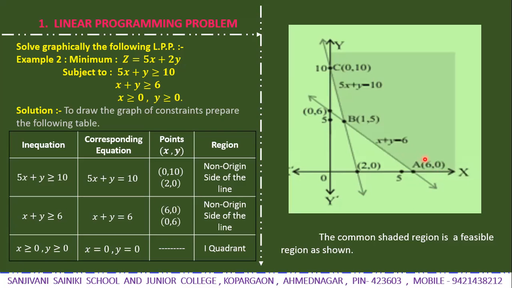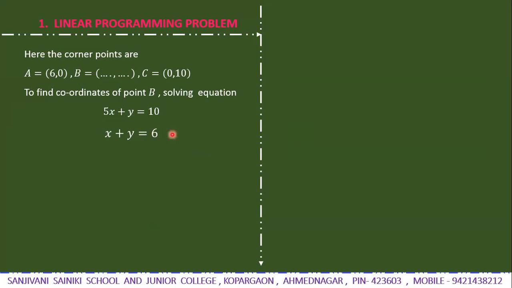Now we have the coordinates of the point A and C, but we don't have the coordinates of the point B. Now how to find the coordinates of the point B? This B is a point of intersection of 5x plus y is equal to 10 and this 6 plus y is equal to 6. So we have to solve them simultaneously. We will obtain the coordinates of the point B: x is equal to 1 and y is equal to 5.